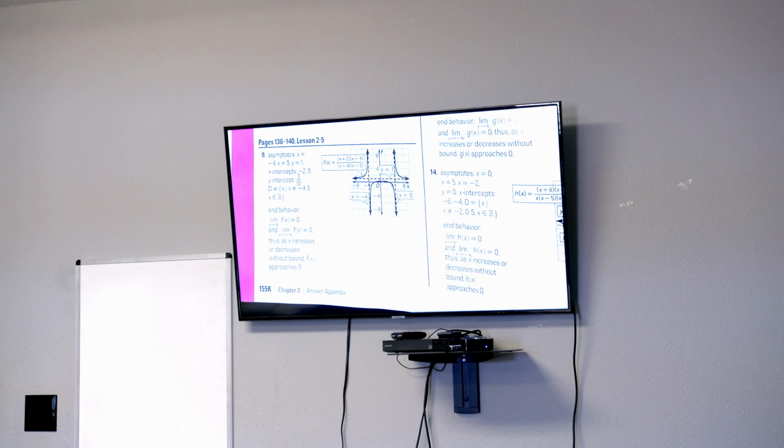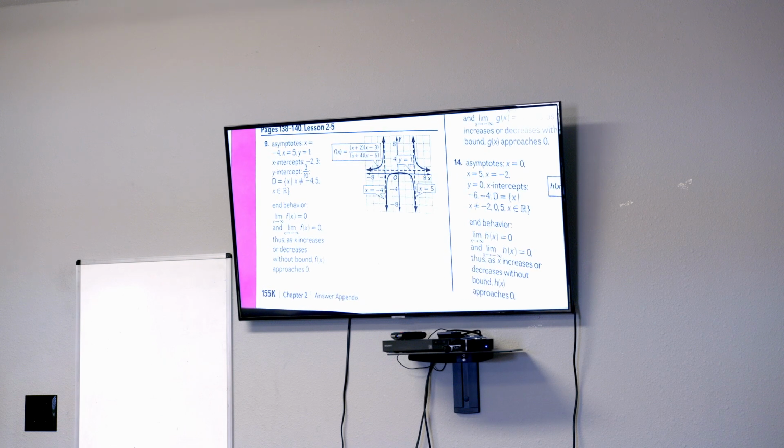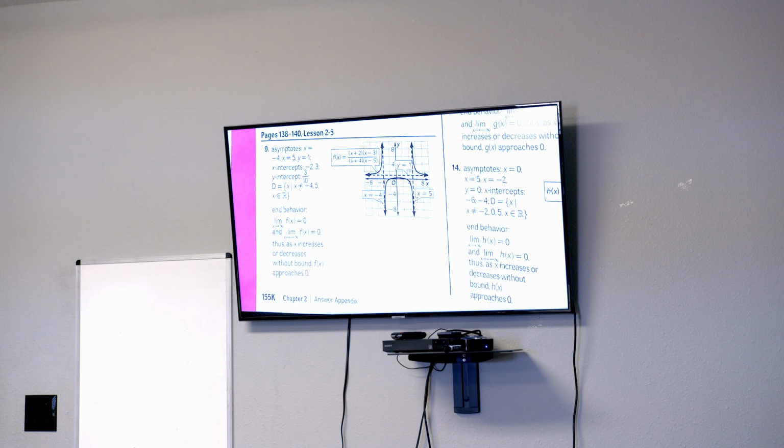I just have to graph them. So there is 9 with all its glorious details. Asymptotes at x equals negative 4, 5, and 1. X-intercepts at negative 2, 3. Y-intercept at 3/10. Domain is there. And the picture looks like that. Okay, one moment.